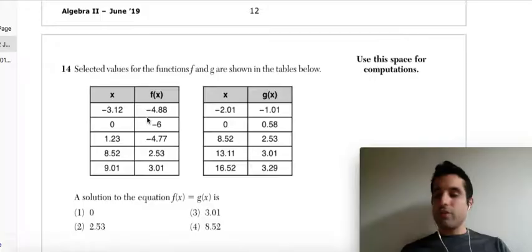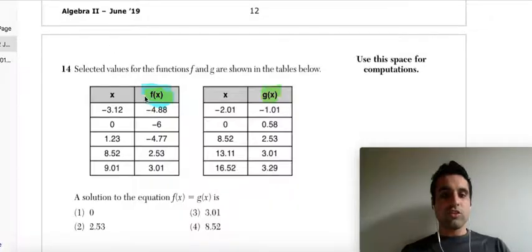Selected values for the functions, I keep picking up the wrong pen. That wouldn't work if I try to use it here. So selected values for the functions f and g are shown in the tables below. So this is f of x, and here we have g of x. All right. A solution to the equation f of x equals g of x is, so if we want, I'll use blue for f of x, guys.